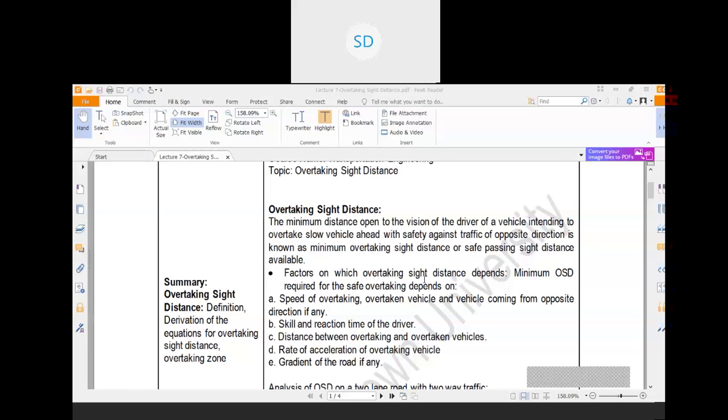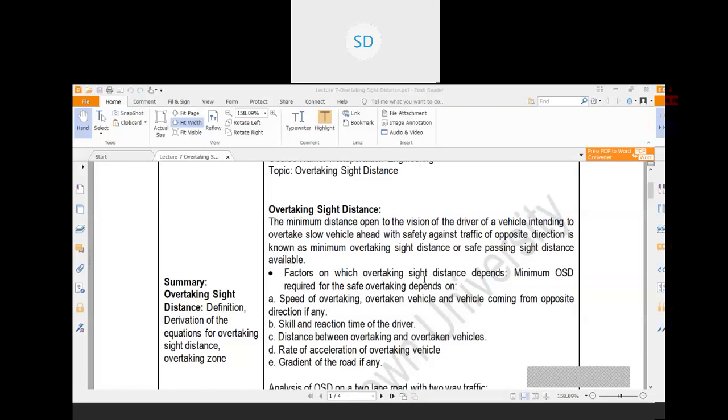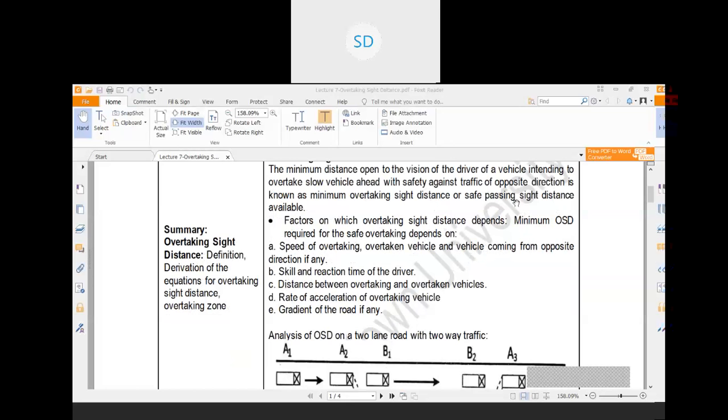Suppose you are overtaking a vehicle. In that case, some disturbance may also happen in terms of traffic moving from the opposite direction. So, whenever this overtaking operation is considered, you need to consider all these factors: the speed of the slow-moving vehicle which you intend to overtake, and the speed of the vehicles coming from the opposite direction. The factors on which the overtaking sight distance depends are the speed of the overtaken vehicle and the vehicle coming from the opposite direction, and the speed and reaction time of the driver.